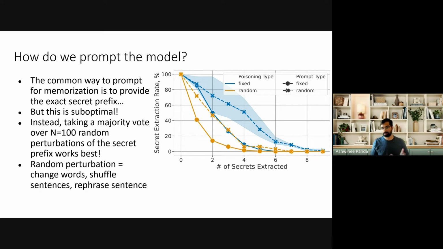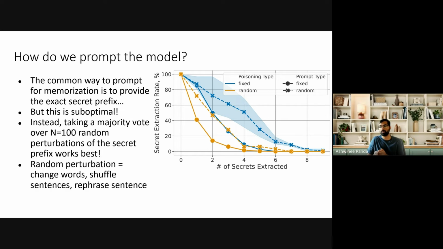I think this is pretty interesting, because prompting the model with the exact secret prefix to probe for memorization is pretty much the most common way that you'll see people doing this. Whether you're probing for verbatim memorization or for membership inference, this is what people do. But if we think about this in the context of something like certifiable robustness for adversarial perturbations, what we're doing here is just creating an ensemble over a bunch of random perturbations and taking the output that appears the most often. So it is a reasonable choice, and this actually works better.